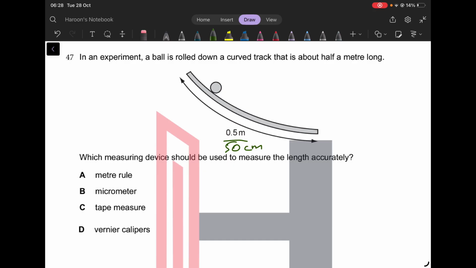Which measuring device should be used to measure this length? You can see this is curved. For curved lengths, we always use tape measure. We can't use meter rule, although this is in the appropriate range.